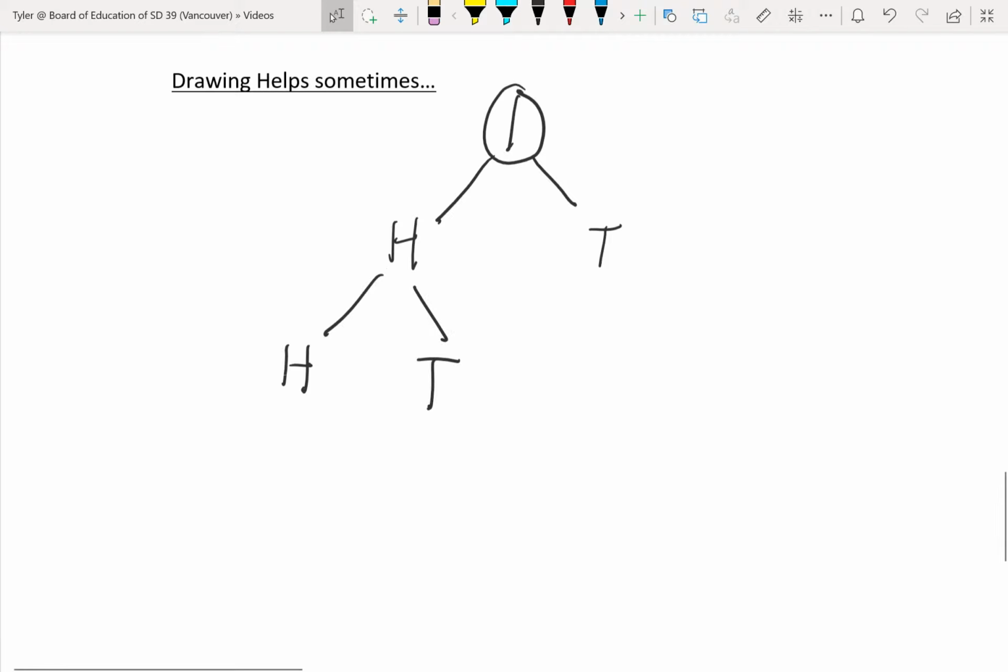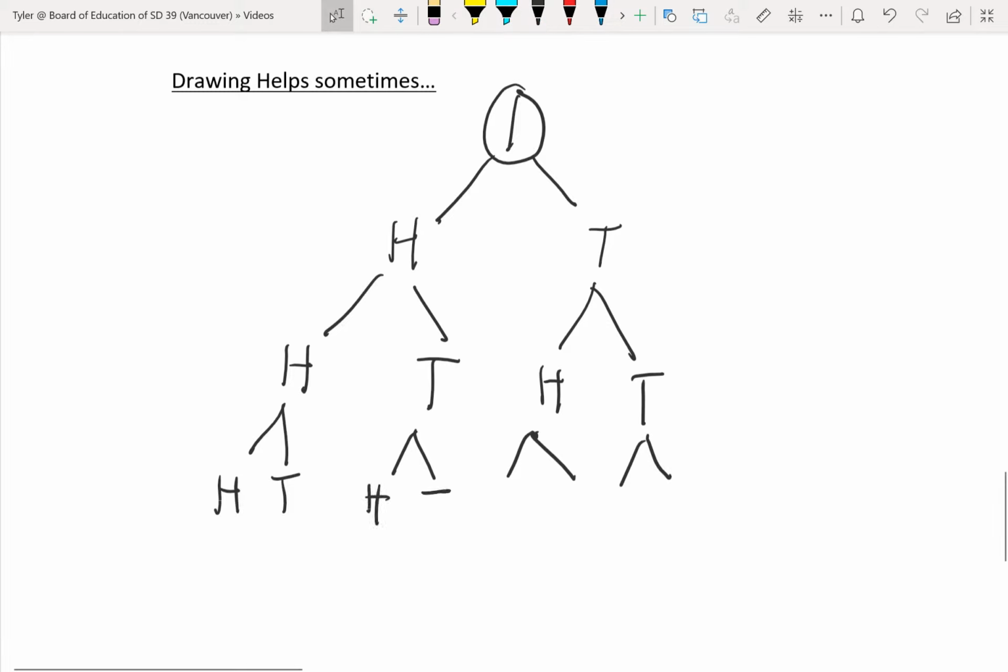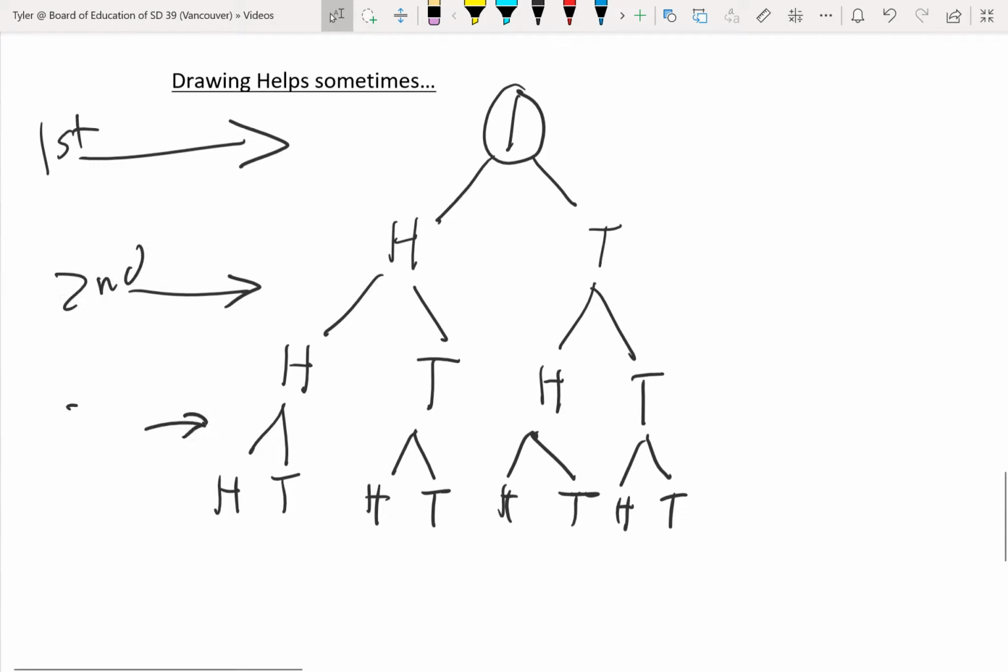We have to actually draw the other side, even though we want 3 heads in a row. So on this side, we could also get a heads or a tails. And then for each of these flips, for our third flip, we could also get a head or a tails, a head or a tails, a head or a tails, a head or a tails. So this was the first flip, the second flip, and the third flip.